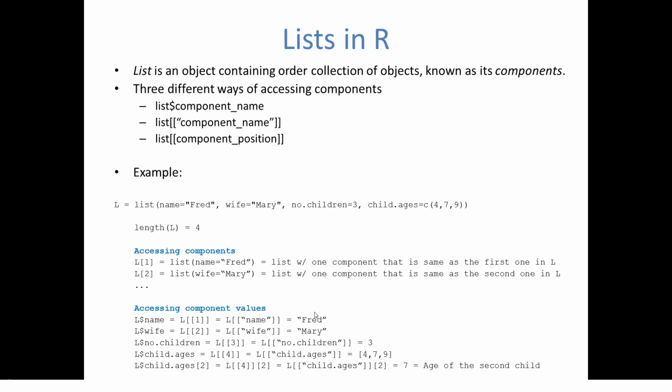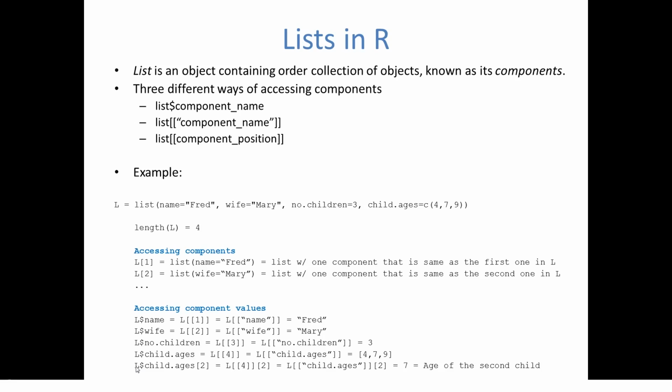Okay. So we saw L$name is equal to Fred, L$wife is equal to Mary, which is the same as saying L[[2]]. Similarly, when I say L$numberOfChildren, I get 3, and L$childAges, I get 4, 7, 9, which is again a complex value. Therefore, we can further index into that using this complicated expression.